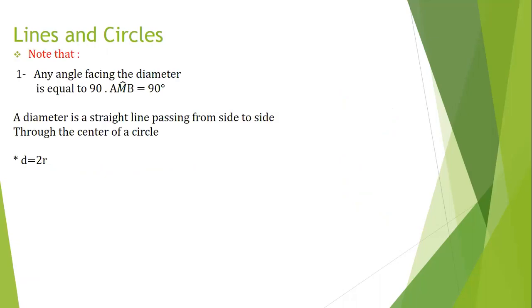Now we move on to the diameter and the angle. Any angle facing the diameter is equal to 90 degrees. And here in this figure, angle AMB, or if you want to call it angle BMA, is a right angle because it's facing the diameter. If you'd like to be reminded of what a diameter is: a straight line passing from side to side through the center of a circle.